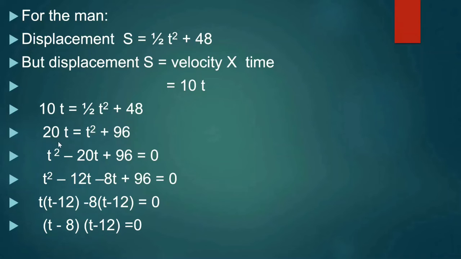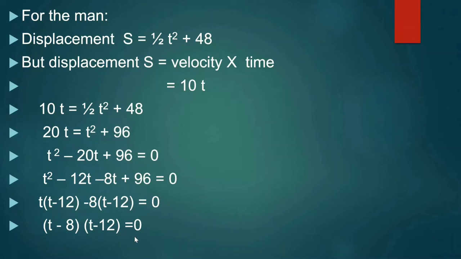Just rearrange this equation, we get 20t is equal to t square plus 96. We are getting a quadratic equation, that is t square minus 20t plus 96 equal to 0. When we factorize, 96 can be expressed as 12 into 8, the factors of 96, and minus 12 and minus 8 is minus 20. So t square minus 12t minus 8t plus 96 is equal to 0. t into t minus 12, and again minus 8 into t minus 12 equal to 0. t minus 8 into t minus 12 is equal to 0.